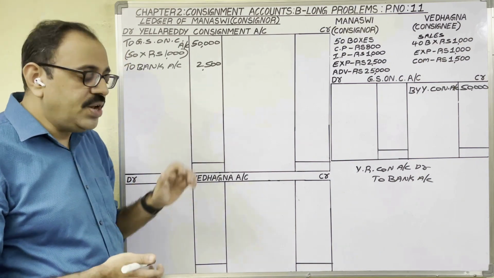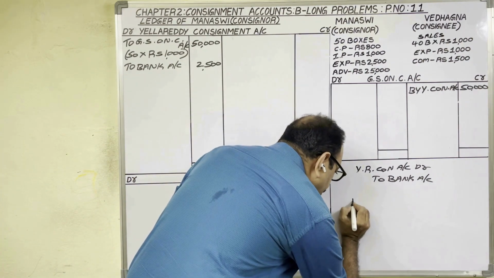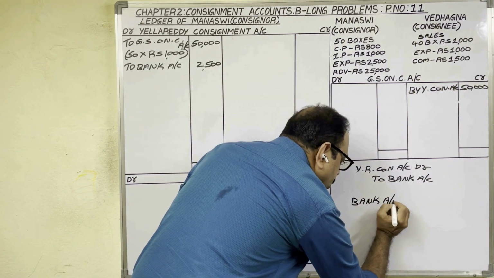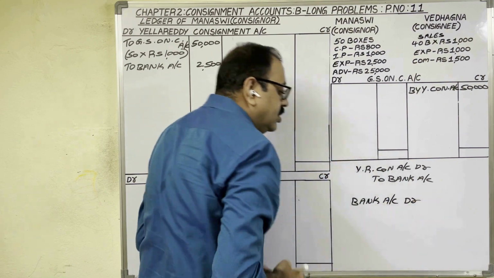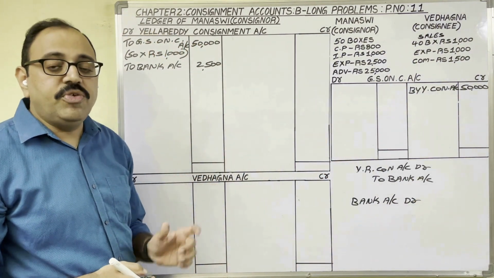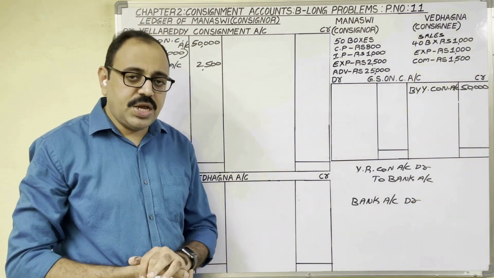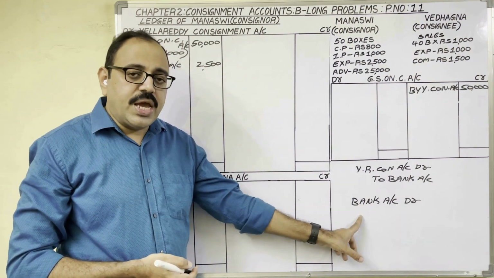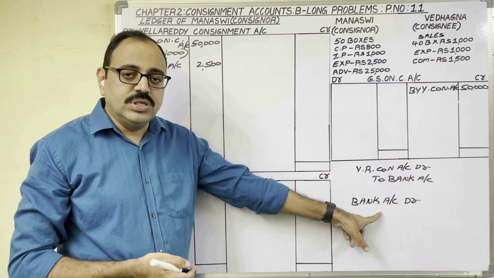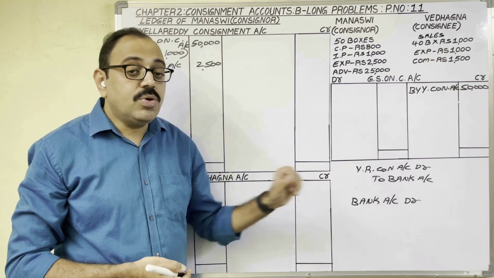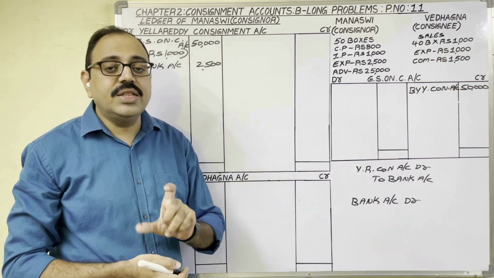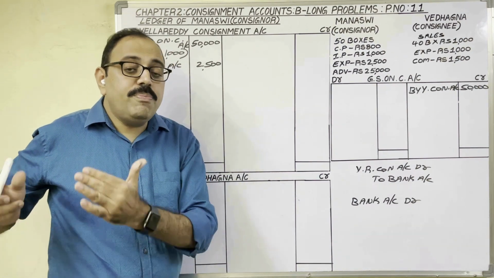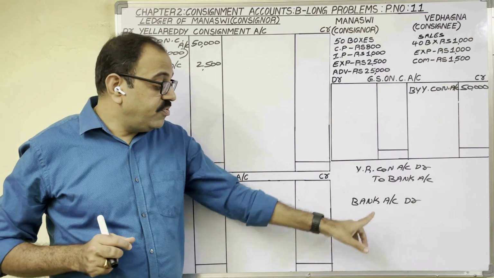Therefore, in the journal entry, bank account should be debited, because bank account is a personal account. With any organization name, if you open an account, it is a personal account. Actually speaking, one bank name we write here, SBI account, HDFC account. So that is a personal account. Personal account rule: debit the receiver, credit the giver. So Manasvi's bank is receiving money, no? So bank is a receiver. Therefore we are debiting.